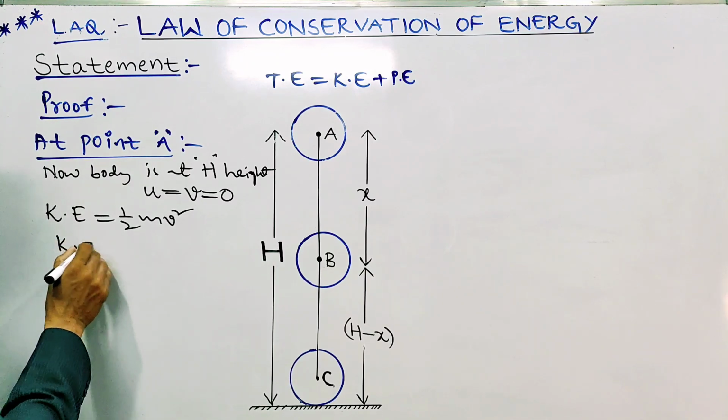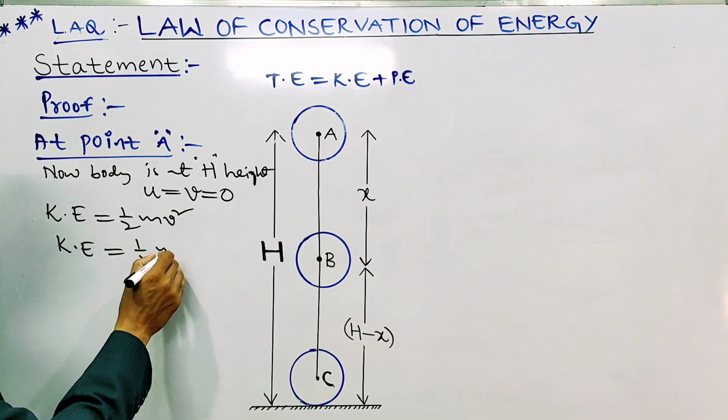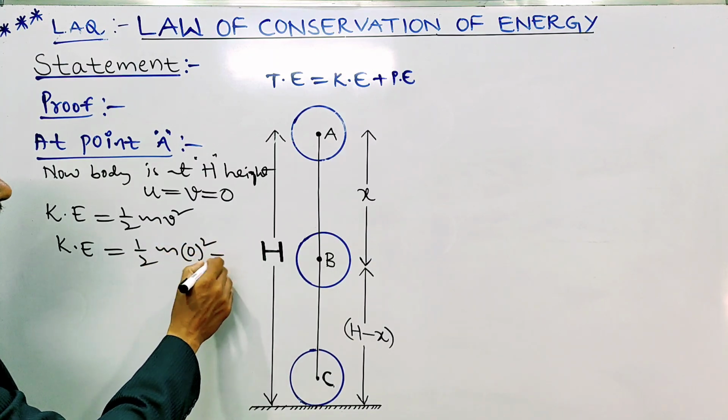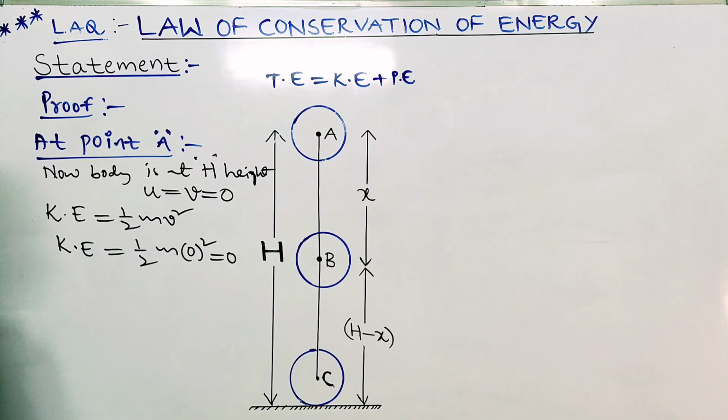Kinetic energy equal to what? Half m into v square. This v is 0, so v square is 0, and 0 into something is 0. Therefore, kinetic energy is 0.